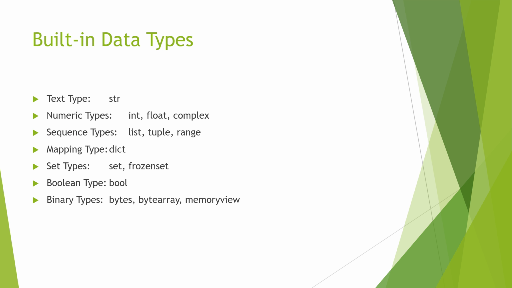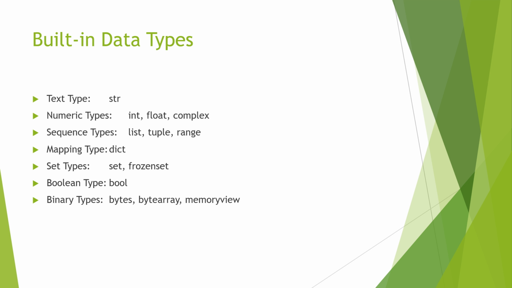Then we have the built-in data types. When you declare a variable, you don't have to tell it that it can hold only numbers, only text, or only boolean. This need not be said. It recognizes by itself. So the numeric data types can be an integer, float, and complex.